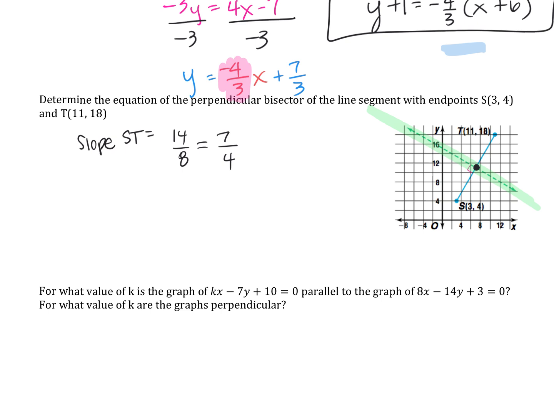Then I like to write myself a note. The perpendicular slope would be negative 4/7. Peyton said the opposite and the reciprocal. Beautiful. That's the slope. To go point slope form, we need a point. How are we going to find that point? We're going to find the midpoint, then we're going to put it into point slope form.